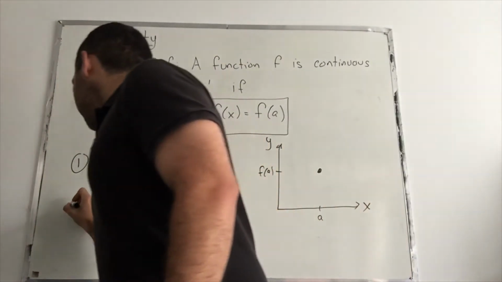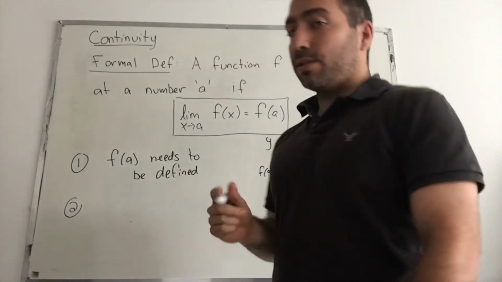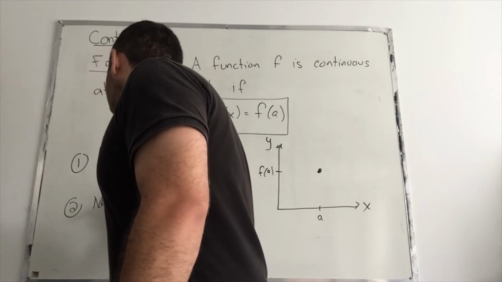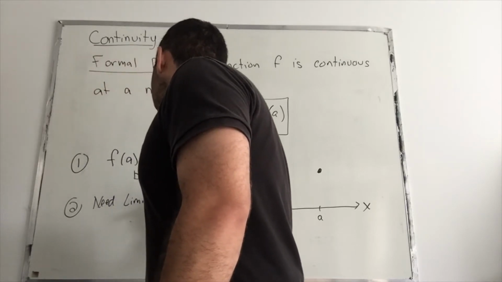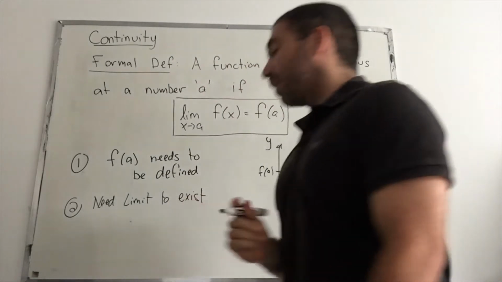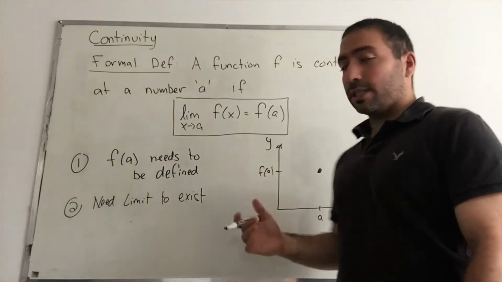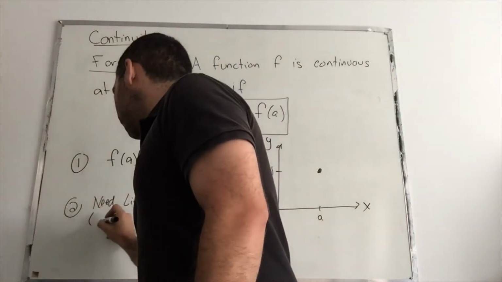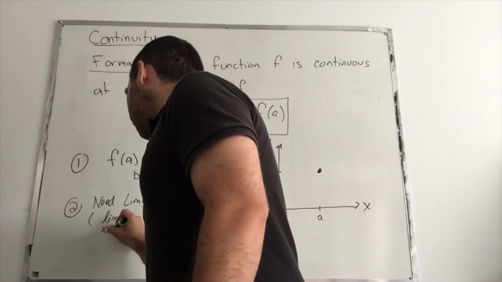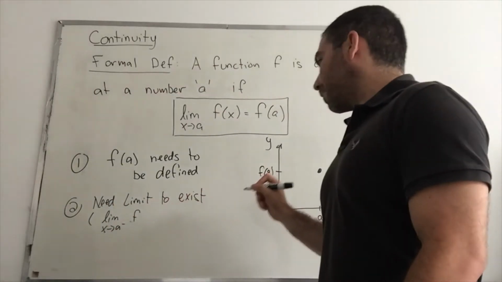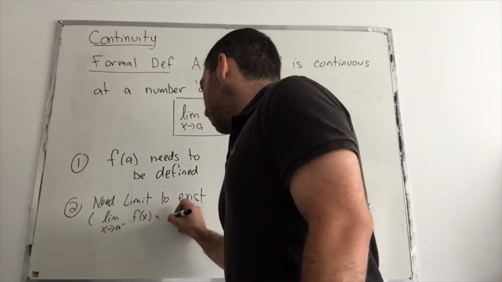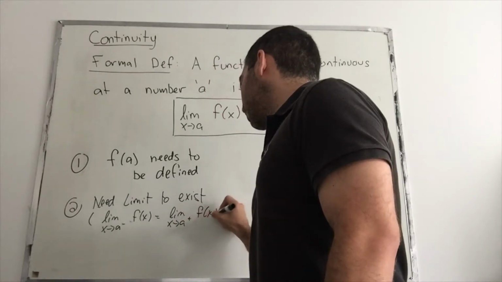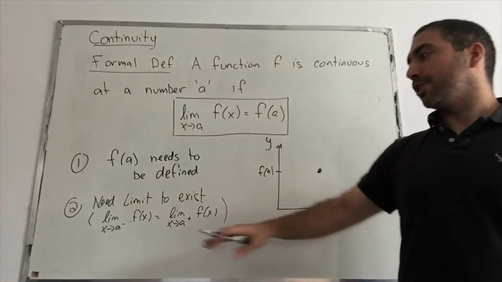Step 2. We need the limit to exist. Okay, and we saw in a previous video, in order for a limit to exist, we need the left-sided limit and the right-sided limit to be equal, to match. So in brackets, let's put the limit as x approaches a from the left of this function, let's call it f, is equal to the limit as x approaches a from the right side of f of x. So this is the idea that we're thinking. We know this is our definition for a limit to exist.